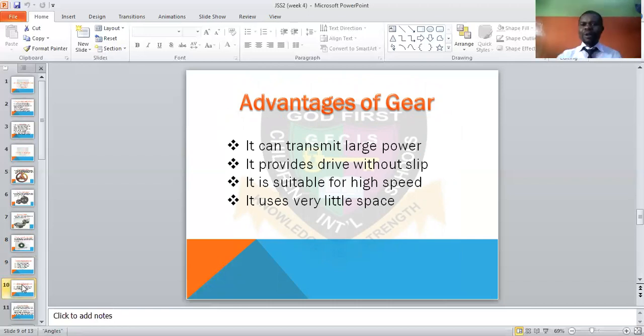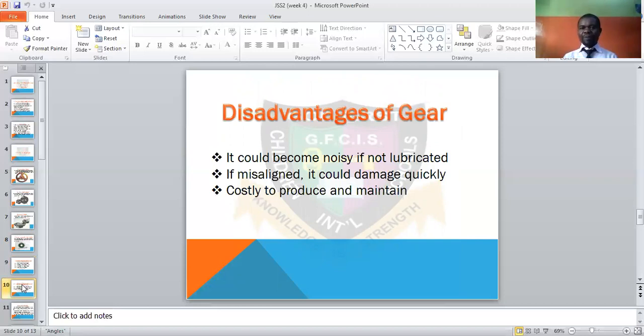Then we also need to look at areas where it's not preferable. Talking about the disadvantages, it could become noisy. We said belt drive does not make noise, you remember. But this one could be noisy if not lubricated, because it works on a wet surface and so it requires lubrication. It could be noisy if not lubricated.